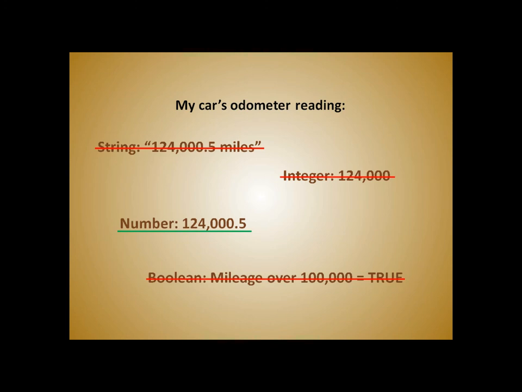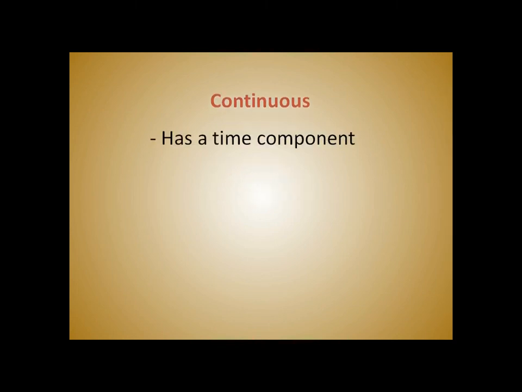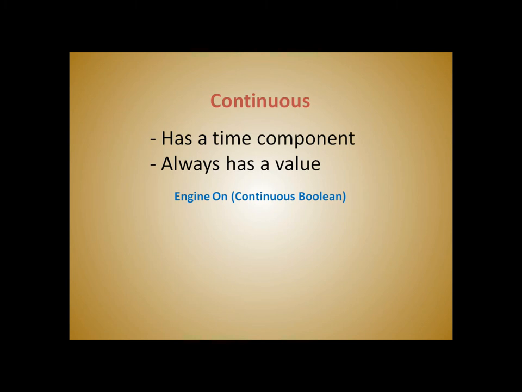That covers the 4 suffixes. Now let's talk about the 3 prefixes, and we'll start with continuous. Continuous data types have 2 important characteristics. They have a time component, and they always have a value. Let's get right to the examples. On my car, the on-off state of the engine could be expressed as a continuous boolean.